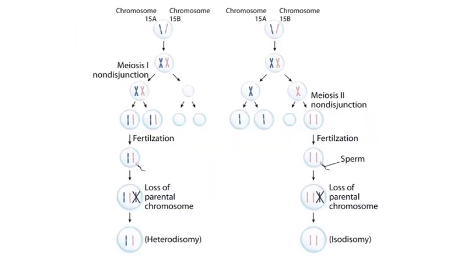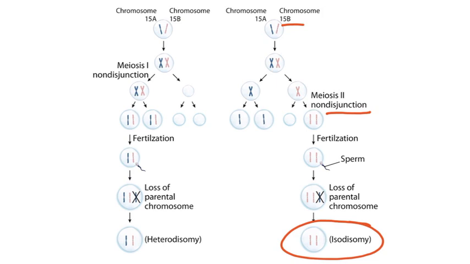If we look back at the overview figure, we can see that non-disjunction during meiosis II results in the inheritance of two sister chromatids. So notice that there are two 15b chromosomes, or two pink chromosomes. This is also called isodisomy. This is what was represented by the restriction fragments in the question. Two identical restriction fragments which resulted in one thick band.